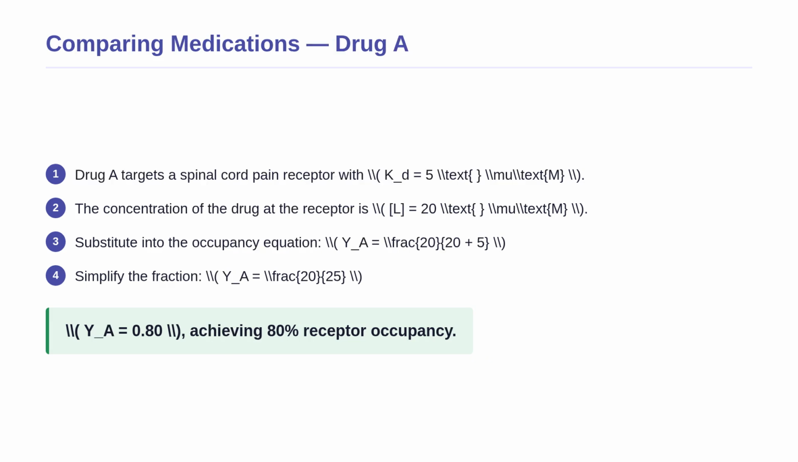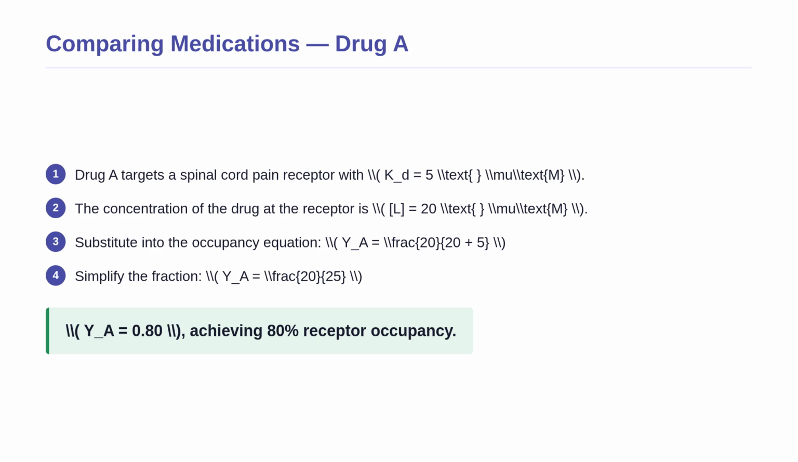Having successfully calculated natural dopamine binding, let us look at a clinical example comparing two different pain medications. A patient is given drug A, which targets a pain receptor in the spinal cord. Drug A has a dissociation constant of 5 micromolar, indicating a very tight fit. The concentration of the drug at the receptor site is 20 micromolar. We need to calculate its fractional occupancy.